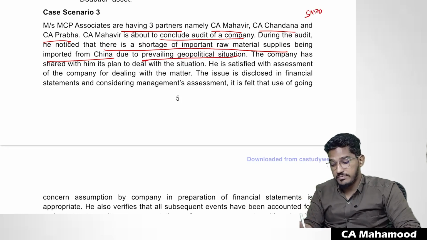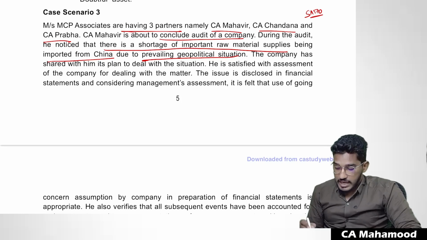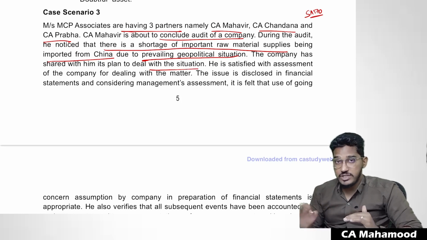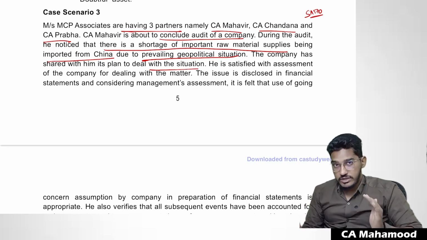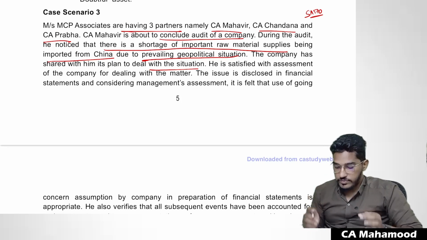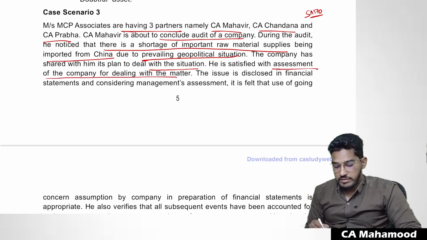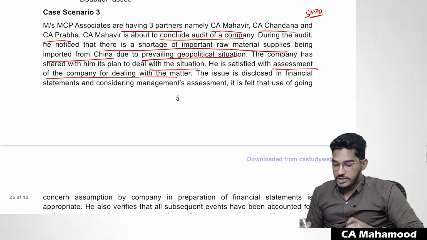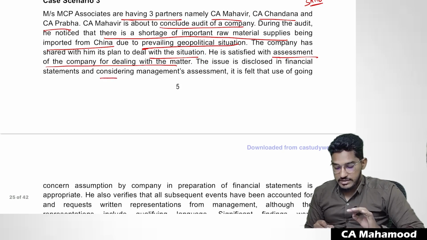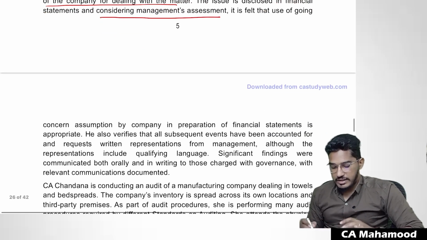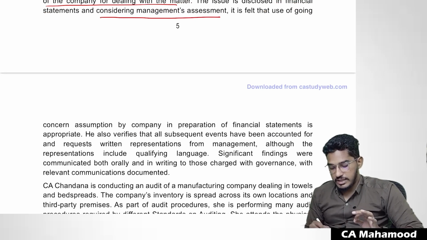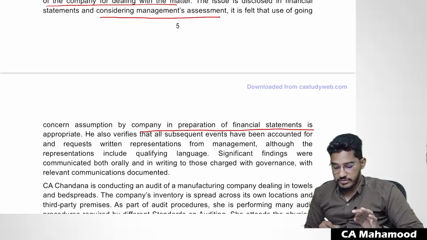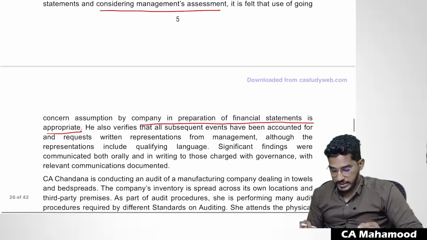SA 570. He is satisfied that the company has shared with him its plan to deal with the situation. Management had a plan. Even though there is a shortage of this item, they have some alternative. He is satisfied with the company's assessment for dealing with the matter. Okay, whatever management told, it is justified. The issue is disclosed in the financial statements, and considering management's assessment, it is felt that the use of the going concern assumption by the company in the preparation of the financial statements is very much appropriate.